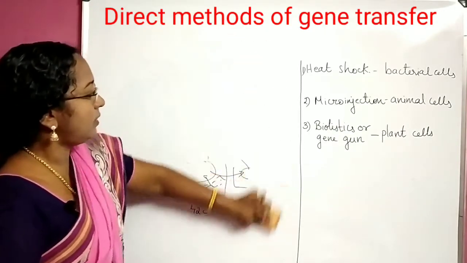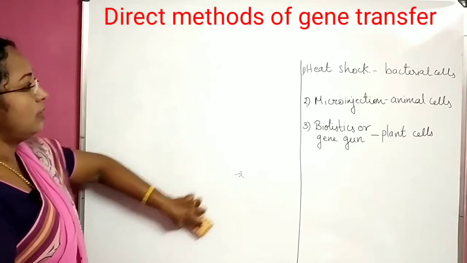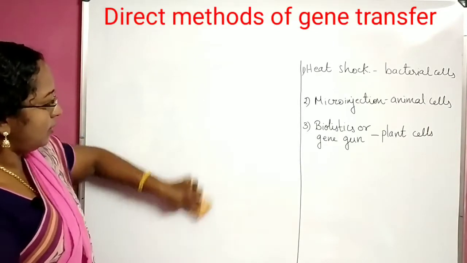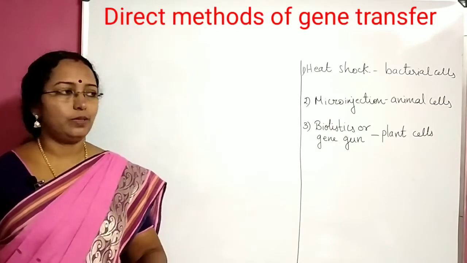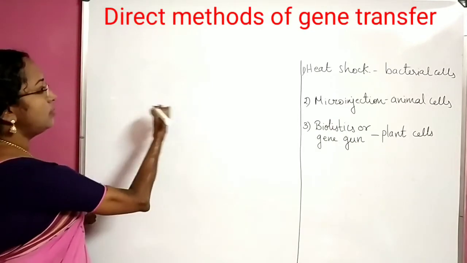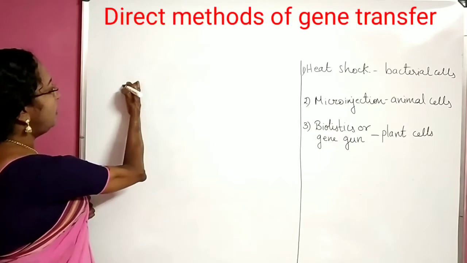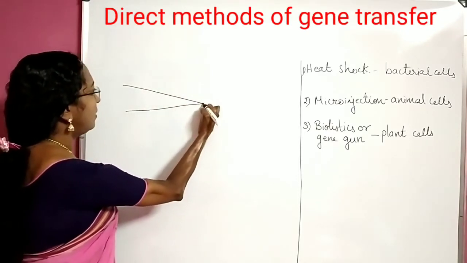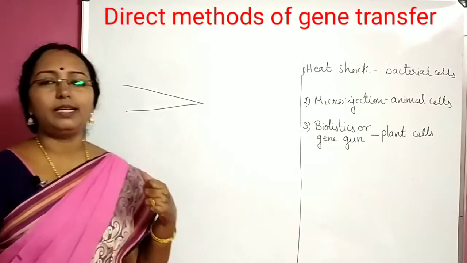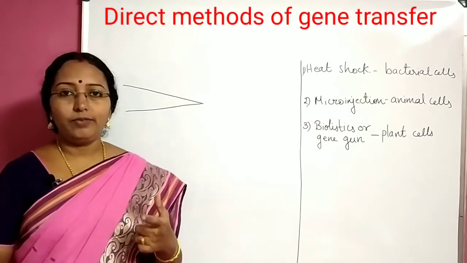That is done in the case of animal cells. It is very simple. As the name suggests, it is injection only. But this injection is a microinjection. That means you are doing this with a glass needle, not with the injection needle that we all used to get during our vaccination time.